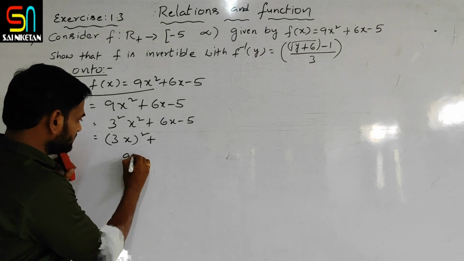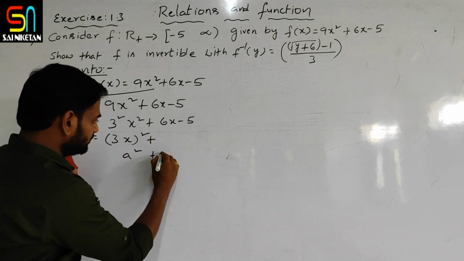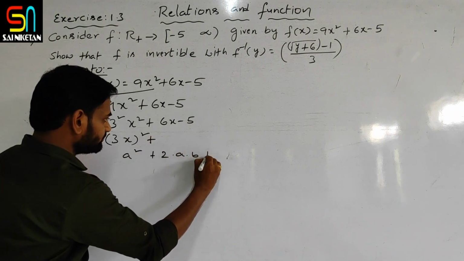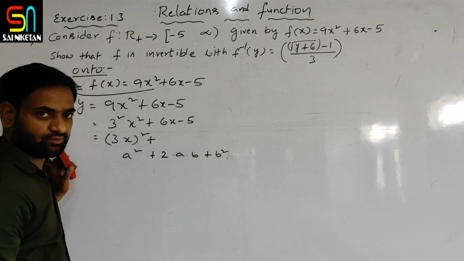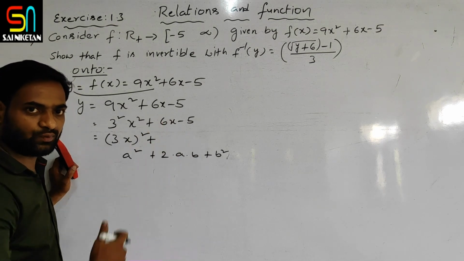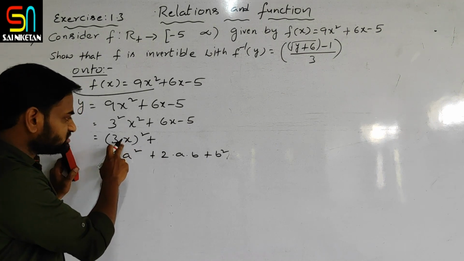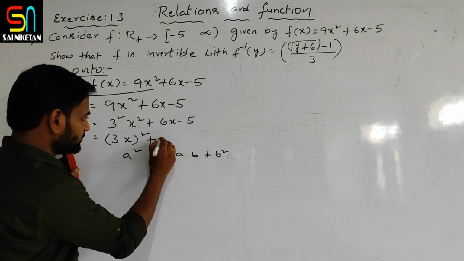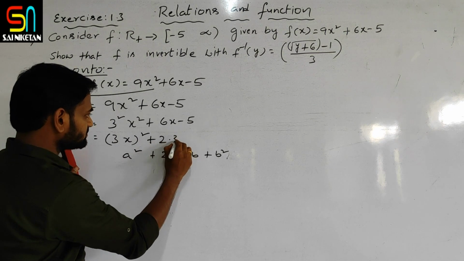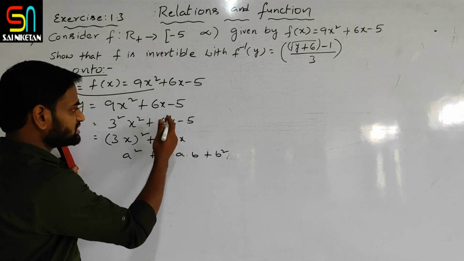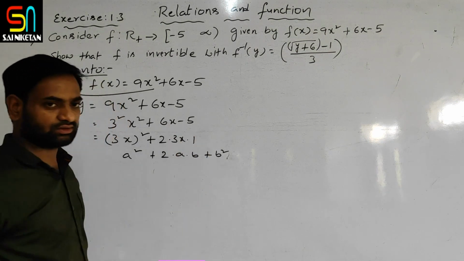here see carefully, it is a square. I am converting this one into the a square plus 2ab plus b square formula. What is the formula? (a plus b) whole square. Now see here, it is a square. Now what is the a value? The a value is 3x. So 2 is the same here. 2 into 3, 6x is already got. Now what about the b? Here I am writing it as 1.